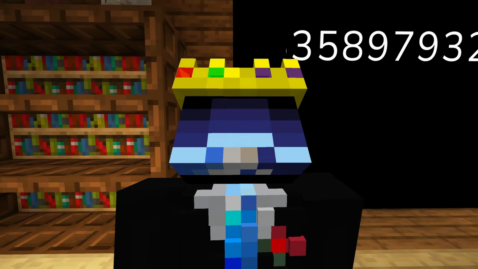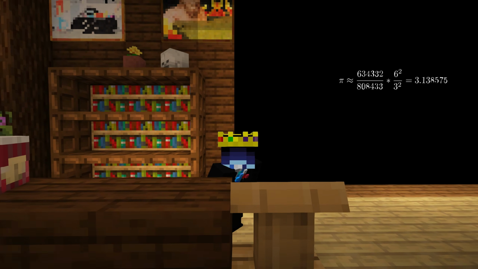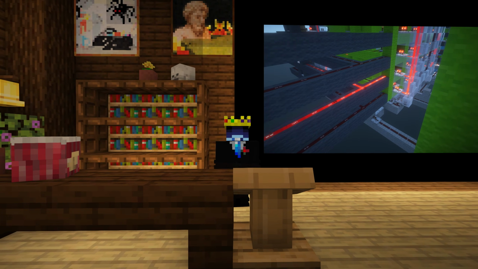Computing pi? That's easy! For this year's Pi Day, I have computed pi in Minecraft, and this is how I did it.